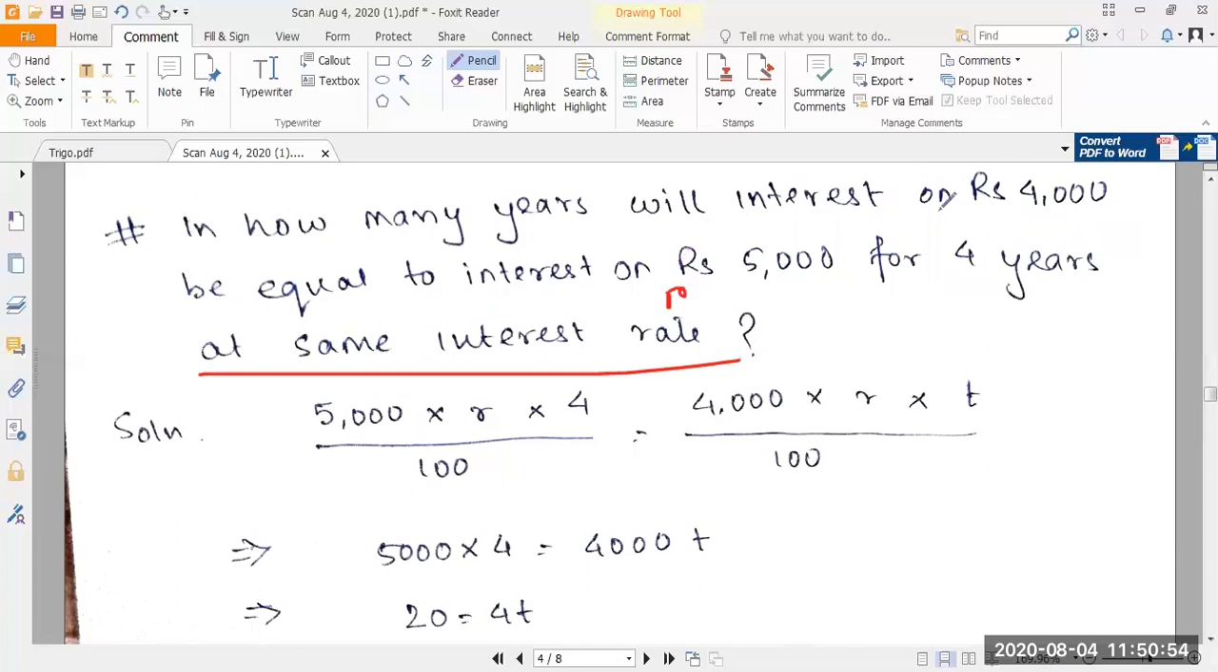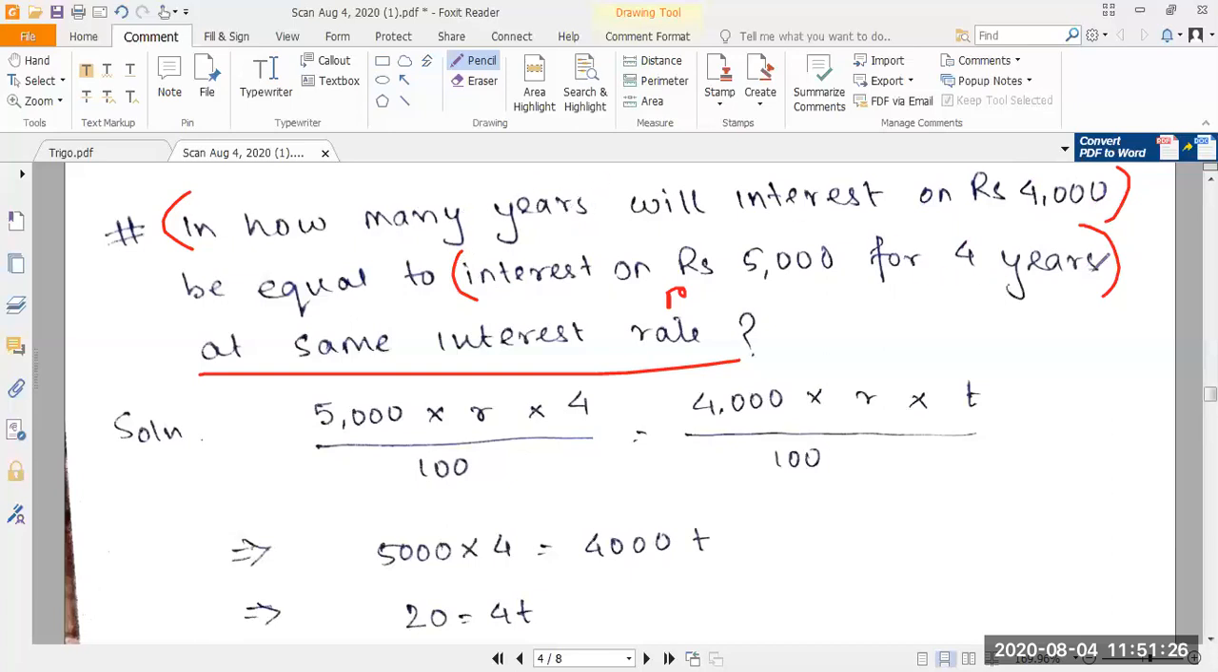So in how many years will interest on rupees 4,000? So we take this as one part of the sum. The next part is equal to interest on rupees 5,000 for 4 years. So what they essentially want us to find out is the interest which is accrued for a principal of 5,000 for 4 years should be equal to some interest which is accrued on 4,000 for a particular amount of years.